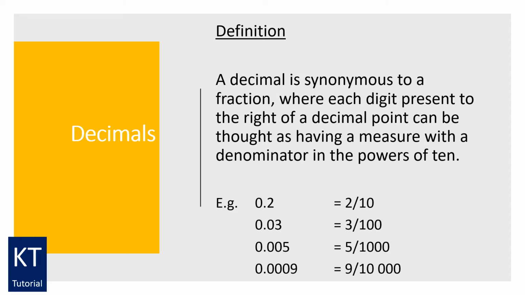I kind of like to think of decimals as being synonymous to a fraction, where each digit present to the right of a decimal point can be thought of as having a measure with a denominator in the powers of 10. For example, 0.2 is equal to 2 over 10. 0.03 is equal to 3 over 100. 0.005 is equal to 5 over 1000, and so on.